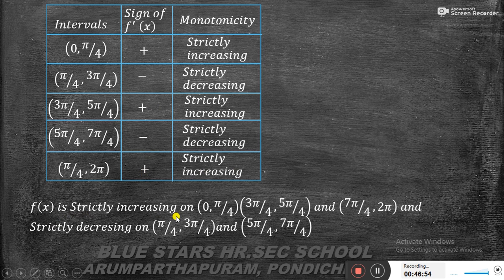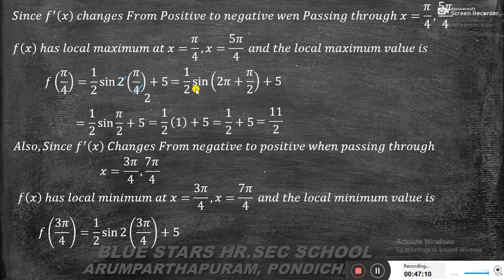Therefore f of x is strictly increasing on 0 to pi by 4, 3 pi by 4 comma 5 pi by 4, and 7 pi by 4 comma 2 pi, and strictly decreasing on pi by 4 comma 3 pi by 4, and 5 pi by 4 comma 7 pi by 4. So f dash of x changes from positive to negative when passing through x equal to pi by 4 and 5 pi by 4. So f of x has a local maximum at x equal to pi by 4 and 5 pi by 4.